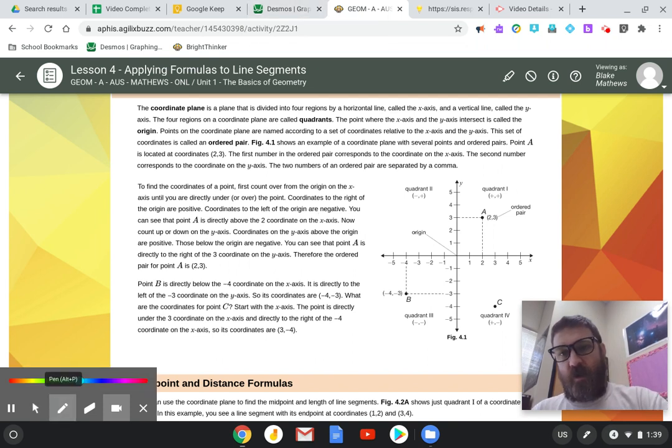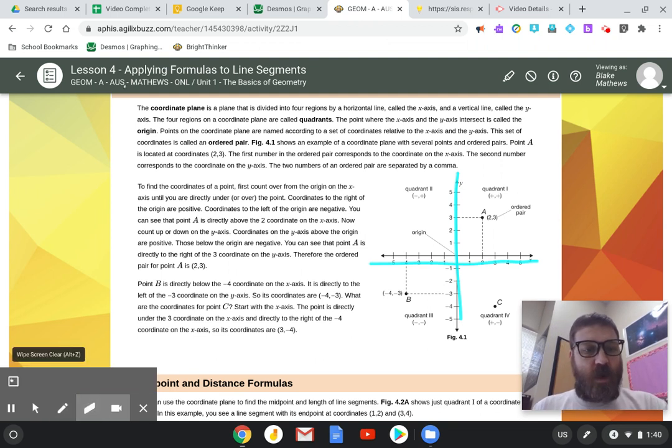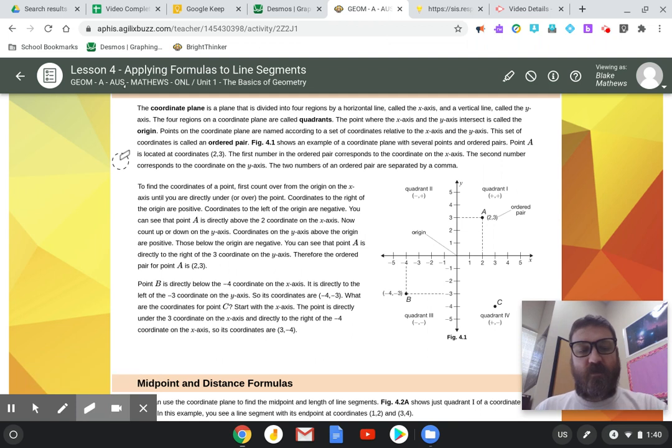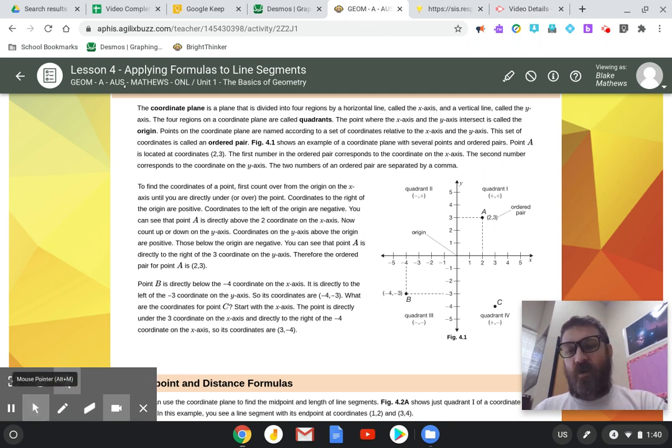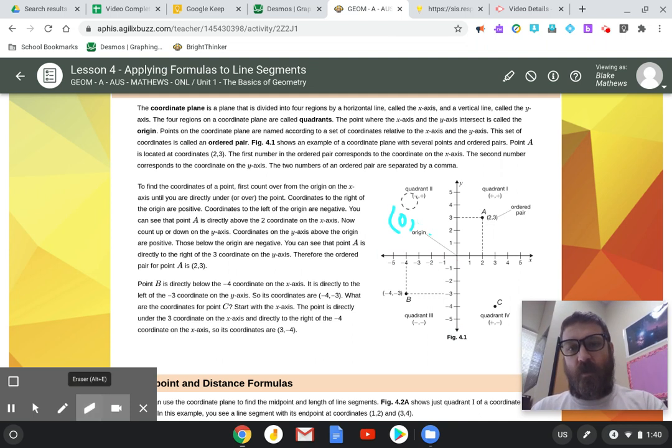In the coordinate plane, you have your y-axis and your x-axis. The y-axis is the vertical axis. The x-axis is the horizontal axis. The place where they meet is called the origin. The origin has a coordinate of 0, 0, because it is not moved up, down, left, or right from that point.